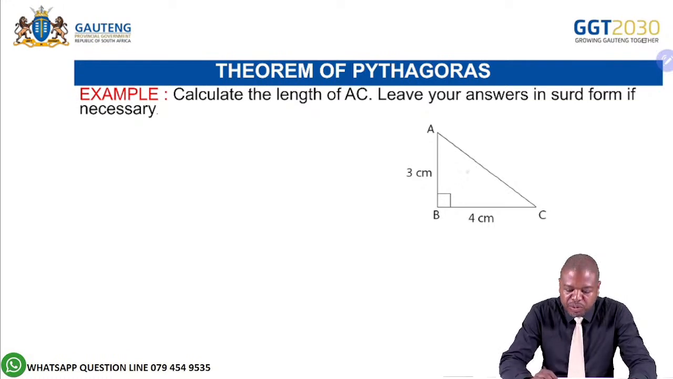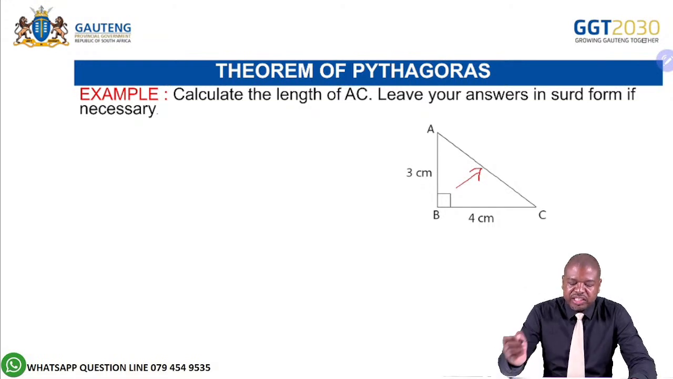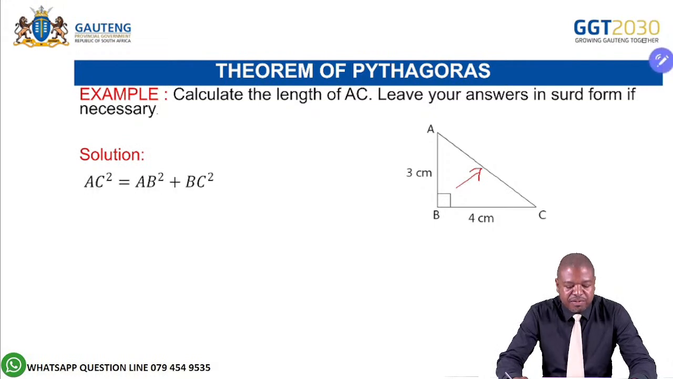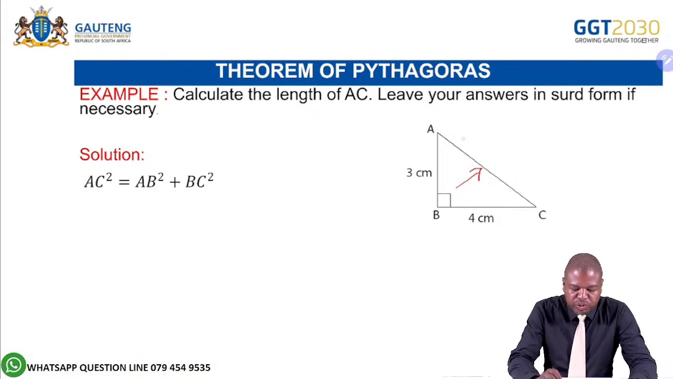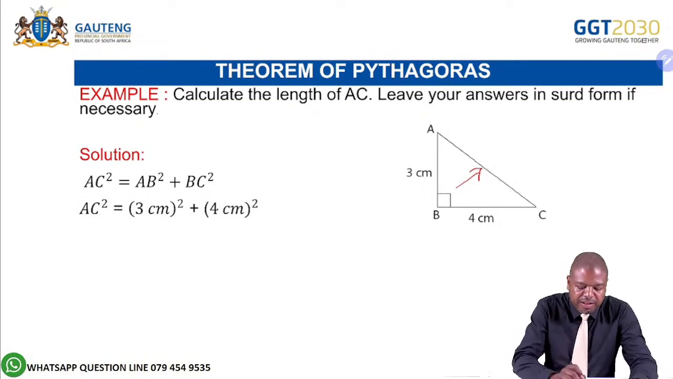Why do we say it is the hypotenuse? Because it is opposite the right angle, right? And it is also the longest side. So applying our theorem of Pythagoras, we will note that AC squared, which is the hypotenuse, is equal to AB squared plus BC squared. We have the values of AB and BC. If we substitute that, we're going to get 3 centimeters squared plus 4 centimeters squared.